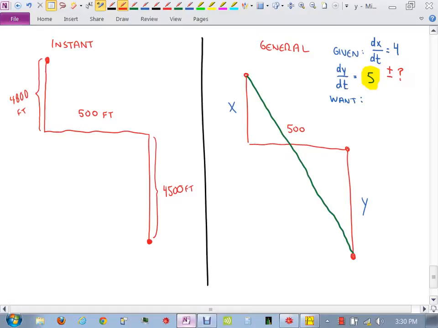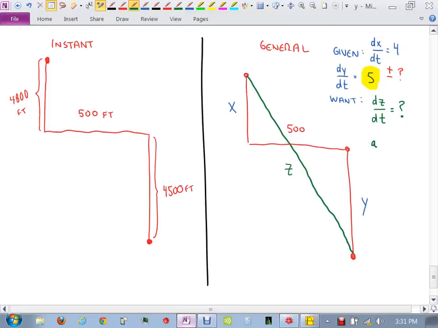Now I'd like to see if we can come up with the thing we want. So what do we want? That green, right? How fast that green's changing? We haven't labeled the green yet, so let's call it Z. So I want dz dt, don't I? How fast is the z changing with respect to time?